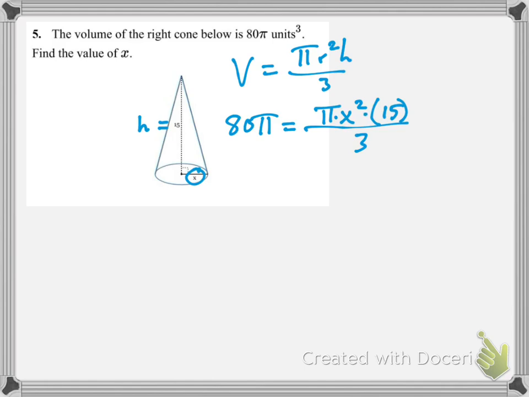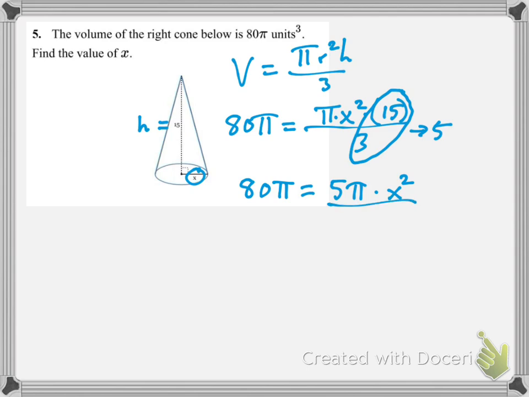Now, little trick of the trade here, because we're solving for x. Notice how pi, x squared, and 15 are all being multiplied together. What I can do is I can do 15 divided by 3. I can do that separately. So now I have 80 pi equals, now 15 divided by 3 is 5. So I have 5 pi times x squared. Okay, I just rearranged the terms a little bit.